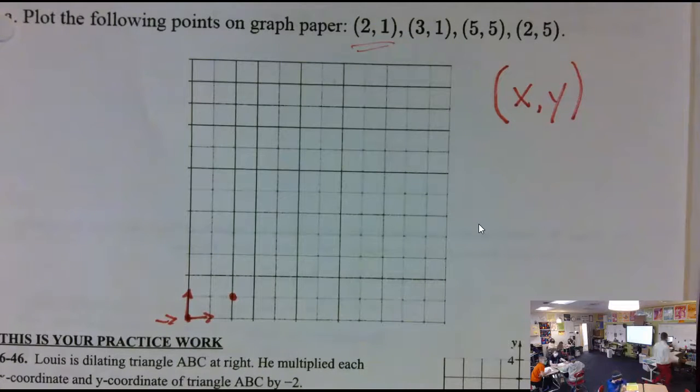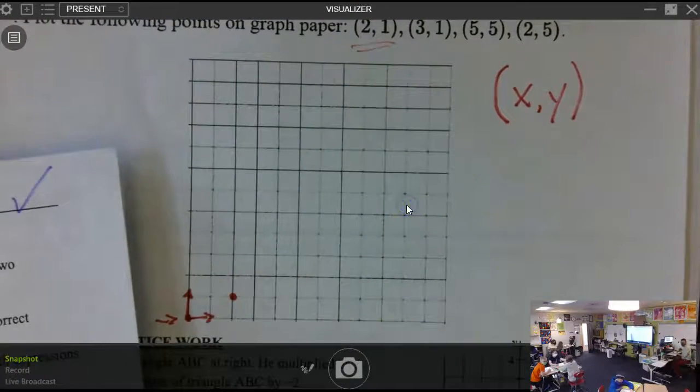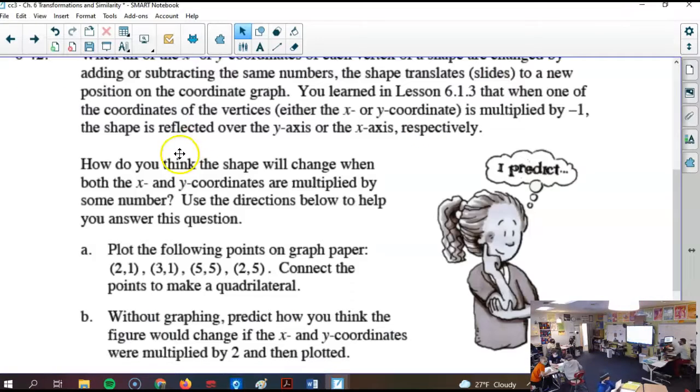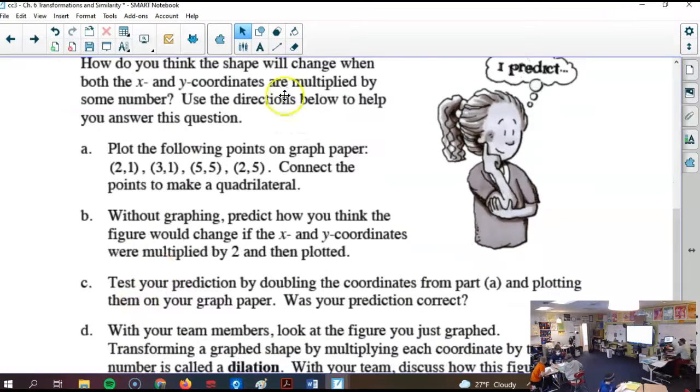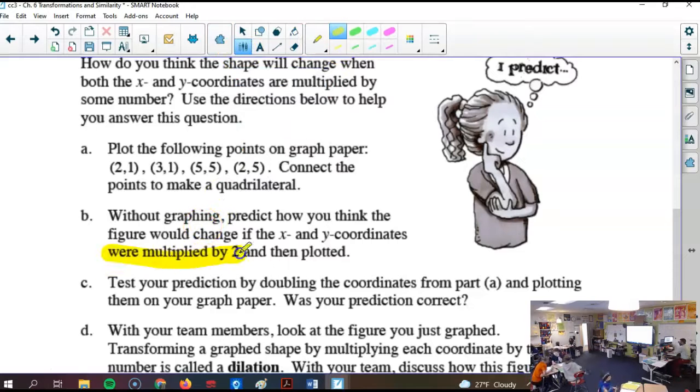After you have all those points graphed and you agree with each other, I'm trying to do too many things at once. Just give the paper to its rightful owner. Then, to each of those values, every x and every y, double them. And plot that shape.